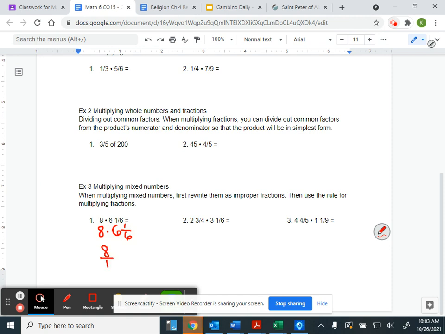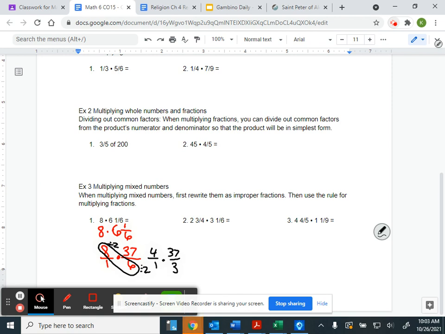So that 8, we're going to turn into 8 over 1. 6 and 1/6, 6 times 6 is 36, plus 1 is 37 over our 6. We can cross simplify with our 8 and our 6. I can divide a 2 out of both of those to give me smaller numbers to work with. So 8 divided by 2 is 4. 6 divided by 2 is 3. The 37 and the 1 stay the same.